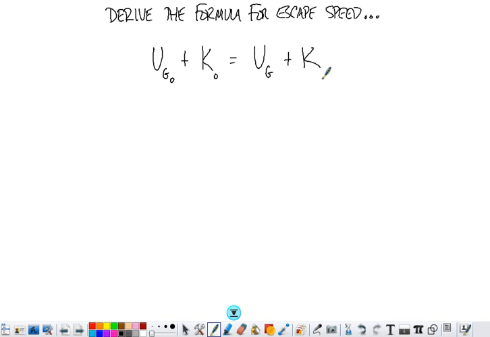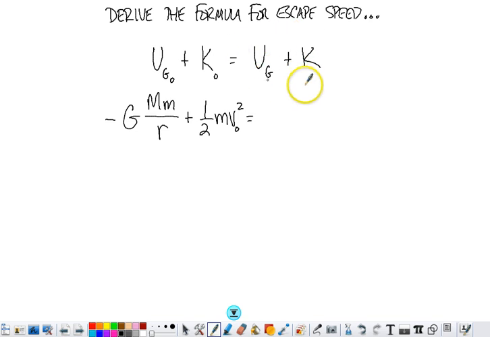Take a moment to think about what the expressions for U and K might be on each side of this expression. Okay, so on the left-hand side, the gravitational potential energy is found by using the expression that we developed earlier, negative G, big M, little m, over R. The initial kinetic energy is 1/2 little m times speed squared, where this speed is the escape speed.